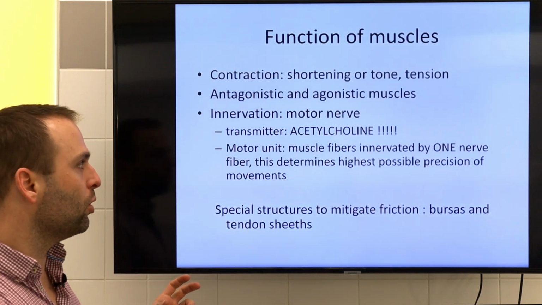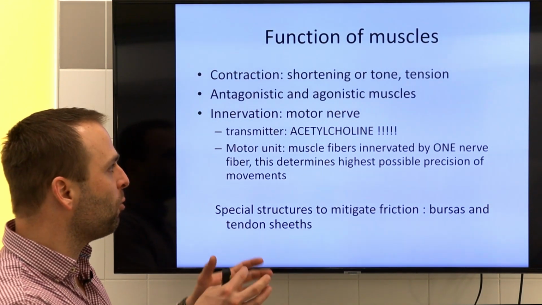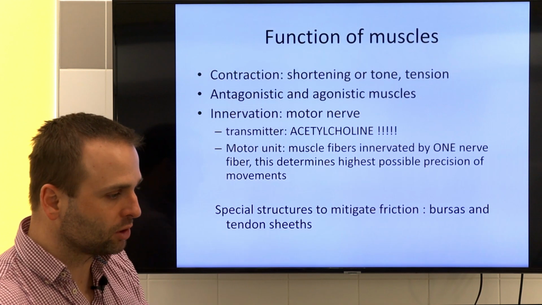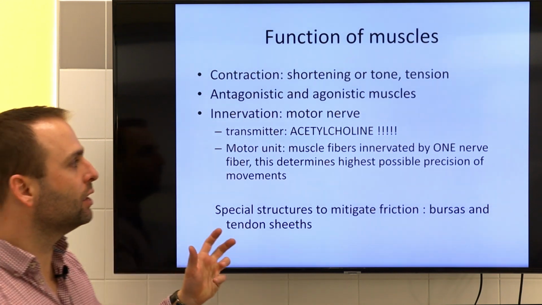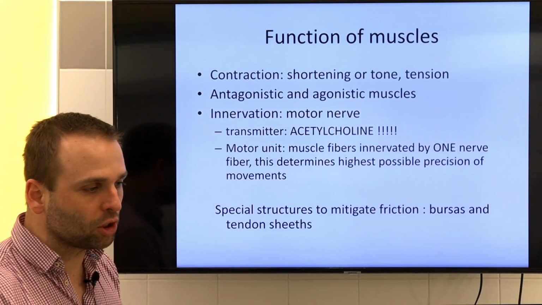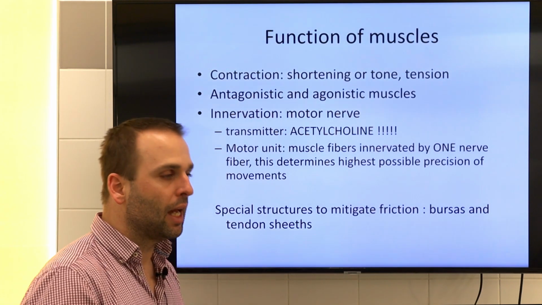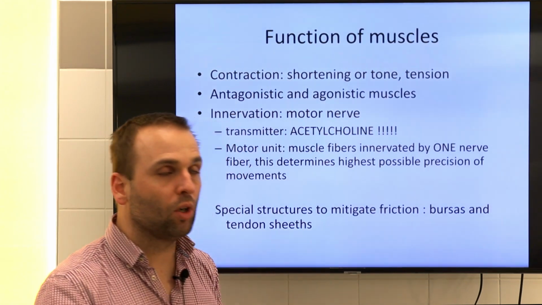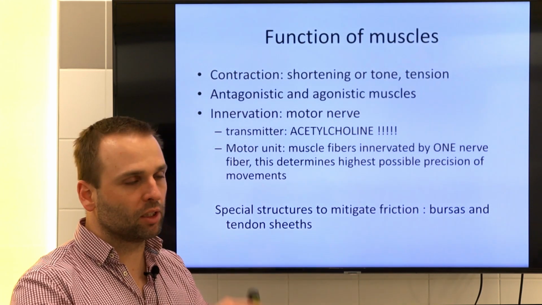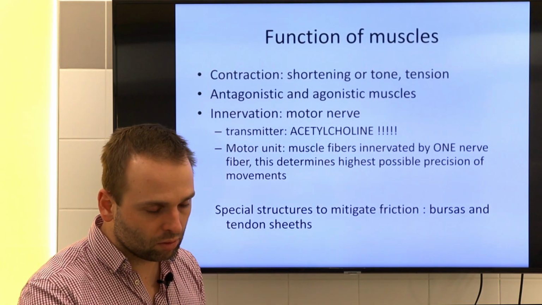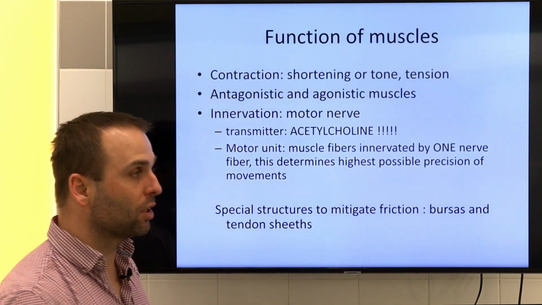Motor unit. Motor unit describes how much muscle tissue, how many muscle fibers are innervated by one nerve fiber. So how much muscle is associated with one single nerve fiber. This will determine the possible precision of the movements. If you have lots of nerves innervating one muscle piece, then obviously these motor units are smaller and the precision is increased. On the contrary, if you have one nerve fiber for a large muscle mass, then you can't have such a precise movement coordination in that particular muscle.